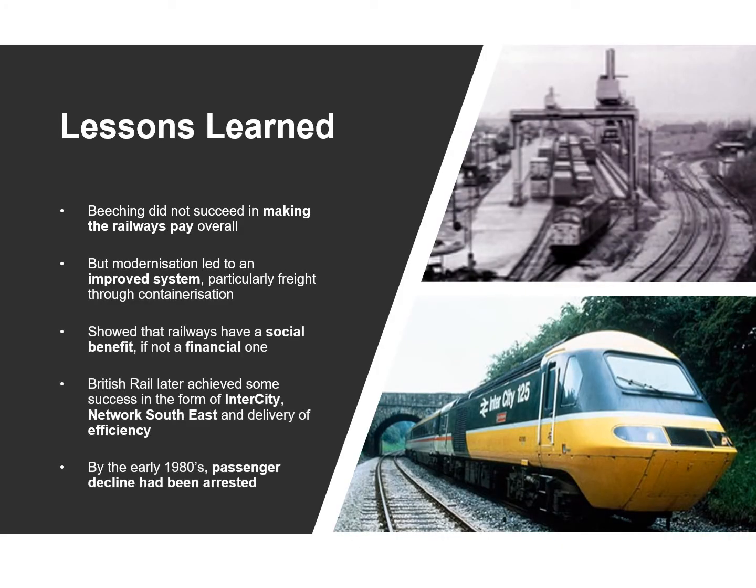So Dr. Beeching did not succeed in making the railways pay overall, but modernisation led to an improved system, particularly with freight through the containerisation system. It showed that railways have a social benefit, not just a financial one. And British Rail later achieved some success in the form of Intercity and Network South East and the delivery of efficiency. By the early 1980s, passenger decline had been arrested.